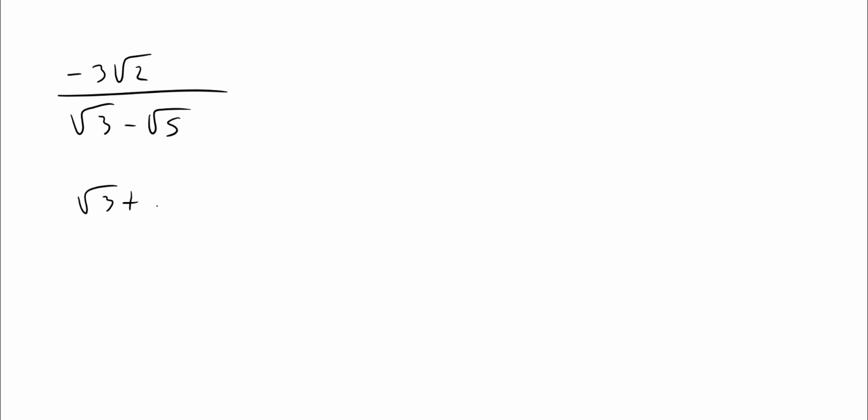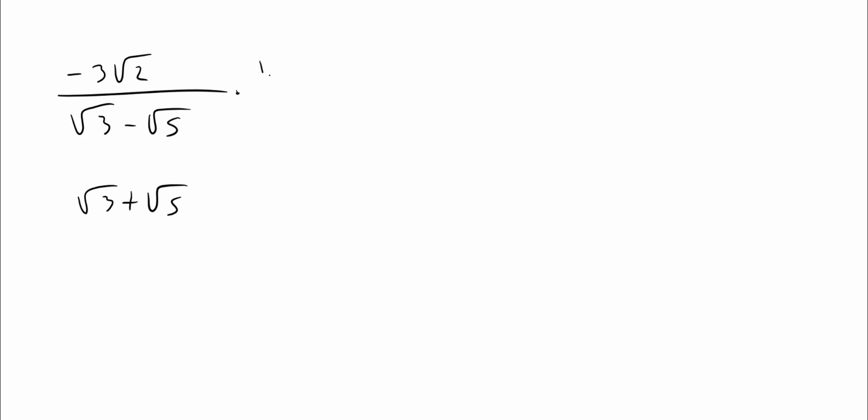How about this one? I'm going to pick a couple of them off the worksheet here because it can get a little challenging. Let's do a little simpler one first, and then we'll get to a tougher one. So this is number 5. Negative 3 root 2 over root 3 minus root 5. So what's the conjugate? The conjugate is root 3 plus root 5.